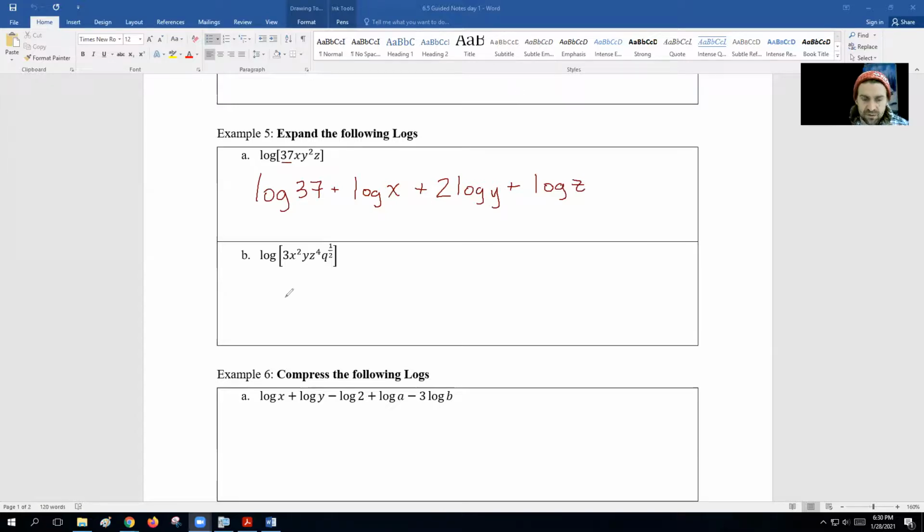All right, pause the video, see if you can do the next one on your own. All right, it should be log 3 plus, okay, x squared becomes 2 log x, plus y is just log y, plus z to the fourth would be 4 log z, and then plus q to the 1/2 power would be 1/2 log q. All right, really long expressions, but they're kind of good practice to go through.